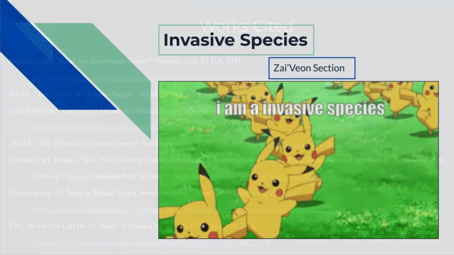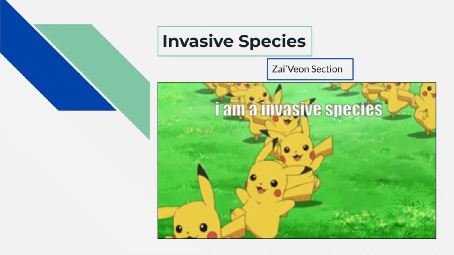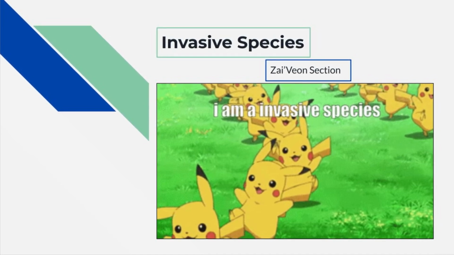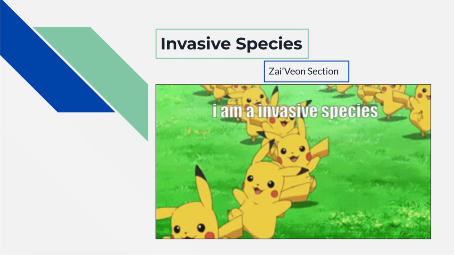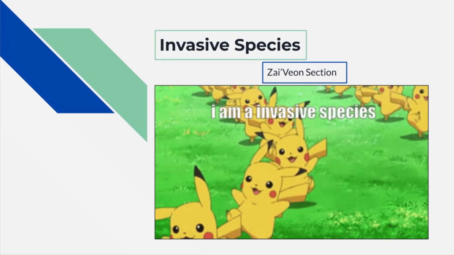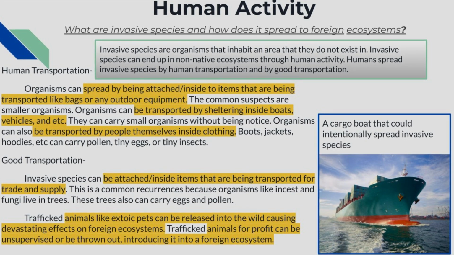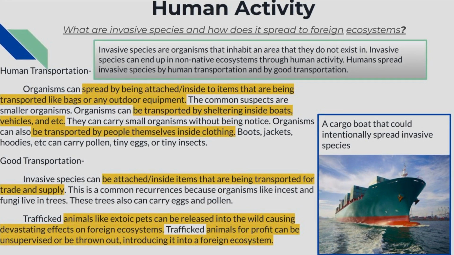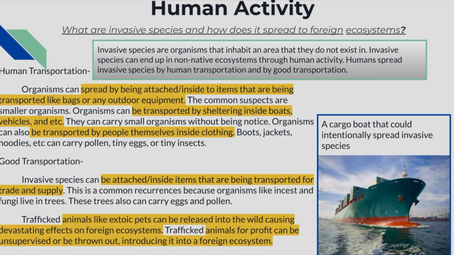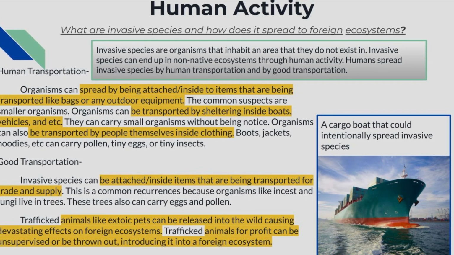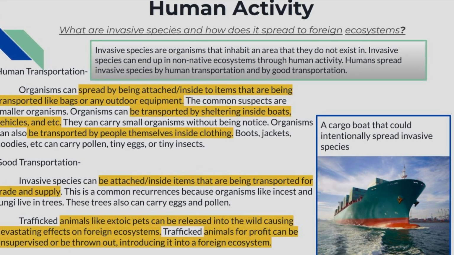Slide 7: Invasive species, Xeon section. Now let's talk about invasive species, another big way humans are unintentionally harming ecosystems. Slide 8: Human activity. Invasive species are plants, animals, or other organisms that are introduced to a new environment where they don't naturally belong. They usually get there through human activity, like travel or global trade.